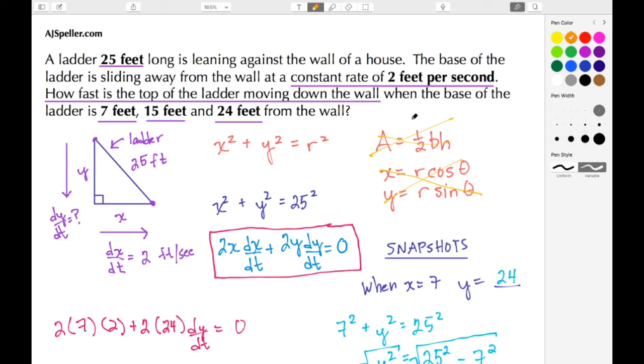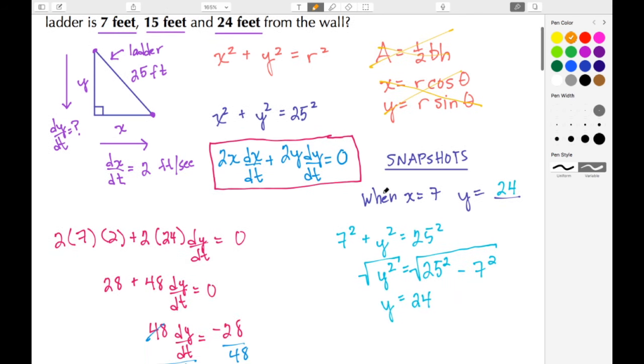A ladder 25 feet long is leaning against the wall of a house. The base of the ladder is sliding away from the wall at a constant rate of 2 feet per second. How fast is the top of the ladder moving down the wall when the base of the ladder is 7 feet, 15 feet, and 24 feet from the wall?